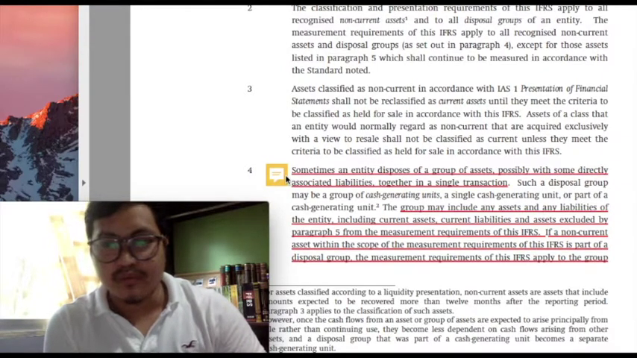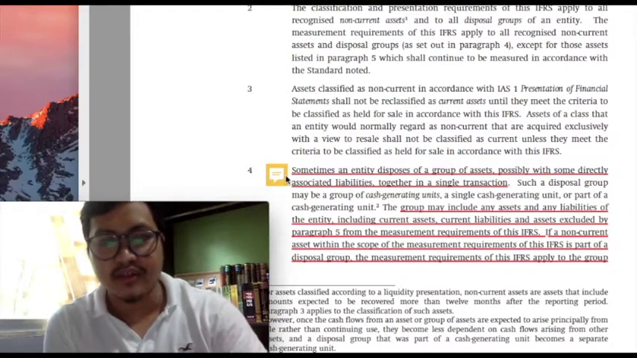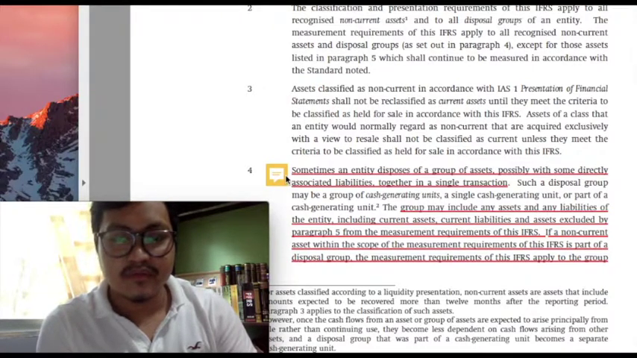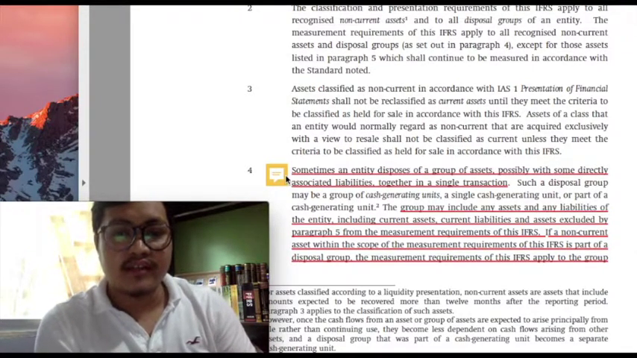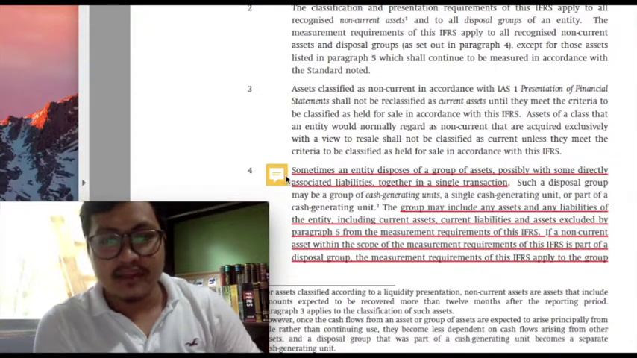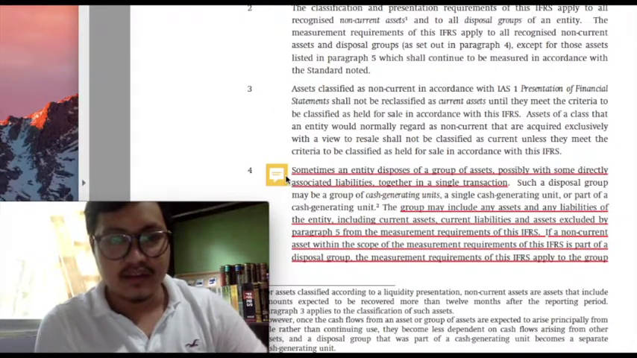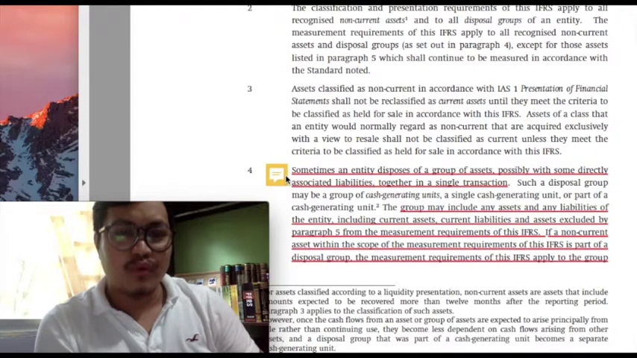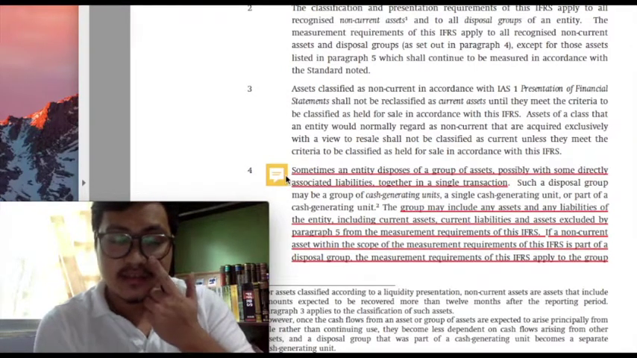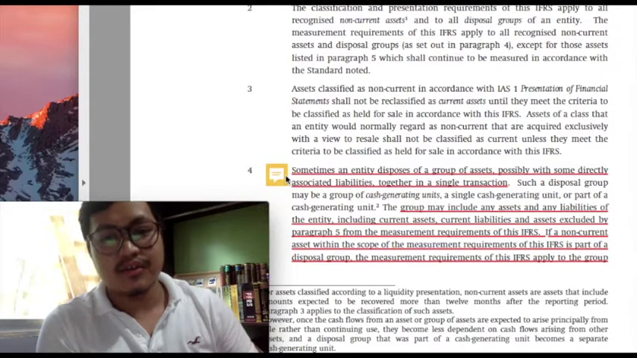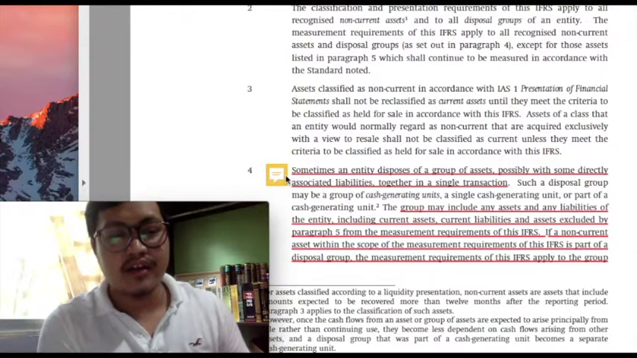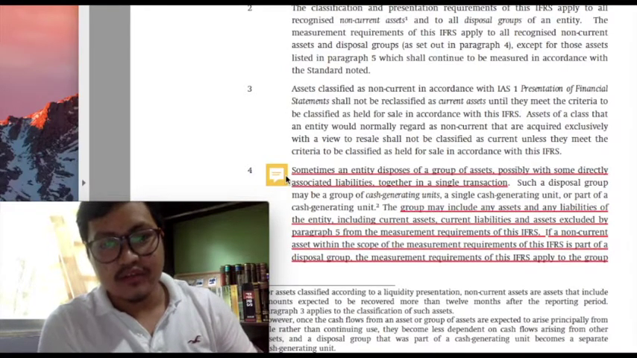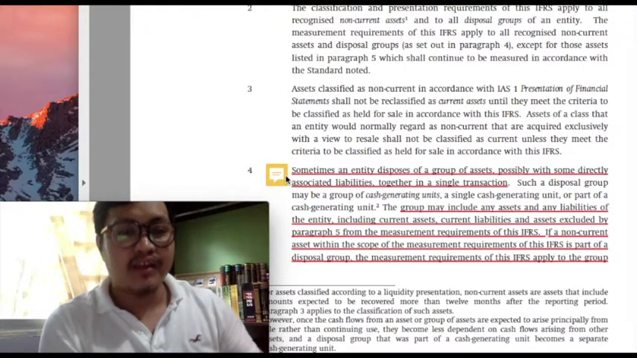A disposal group is a group of assets, possibly with some directly associated liabilities, that are expected to be disposed together in a single transaction. Now, the standard further tells us that the group may include assets and liabilities of the entity, any asset or liability of the entity, including current assets or current liabilities. So, when we are talking now of a disposal group, this is no longer just limited to non-current assets. So, as long as the grouping here would mostly be based on their ability to produce cash, their ability to generate cash by themselves.